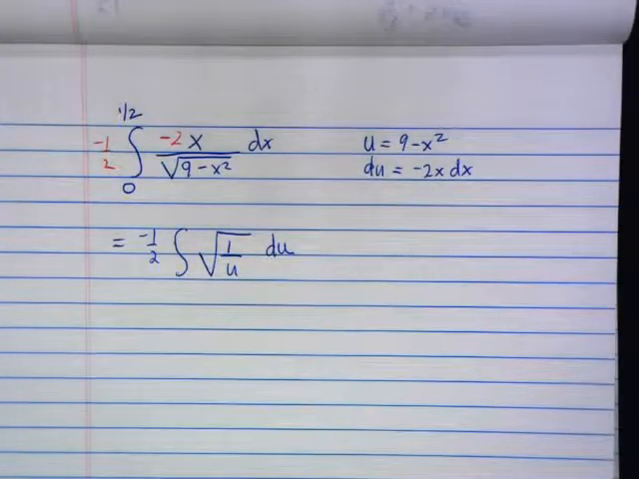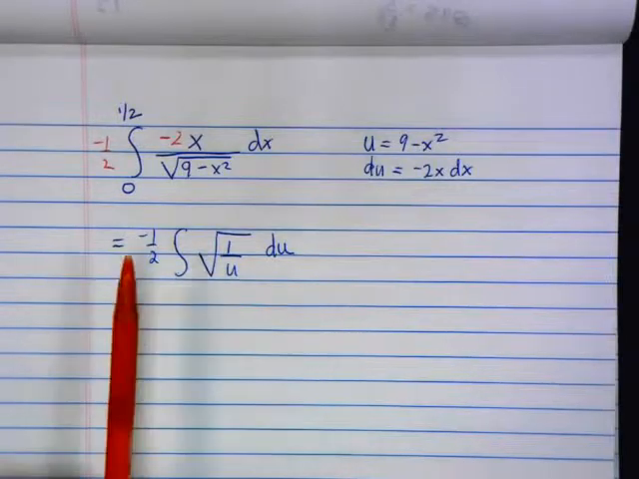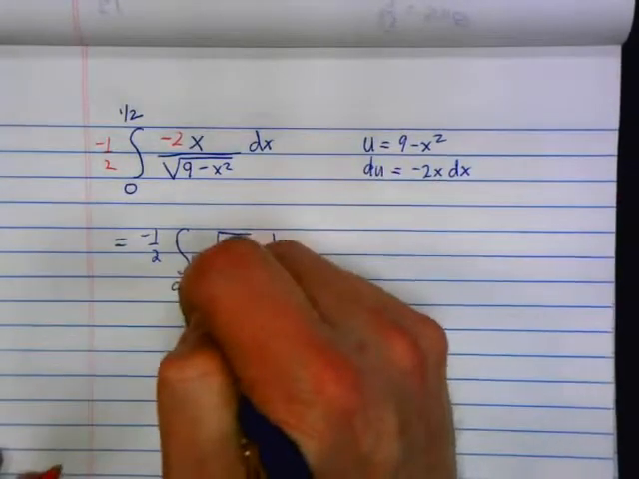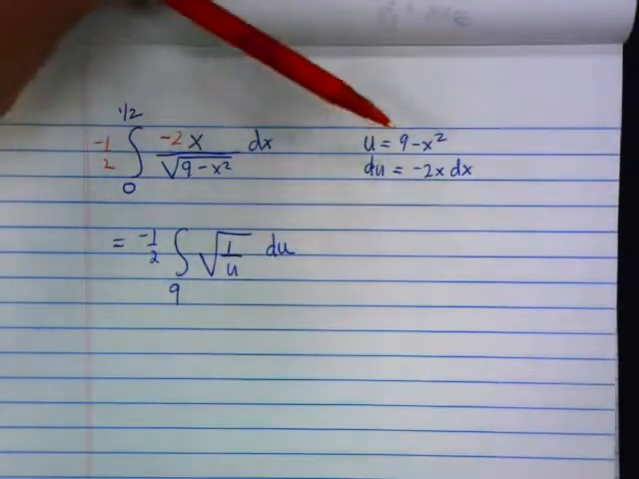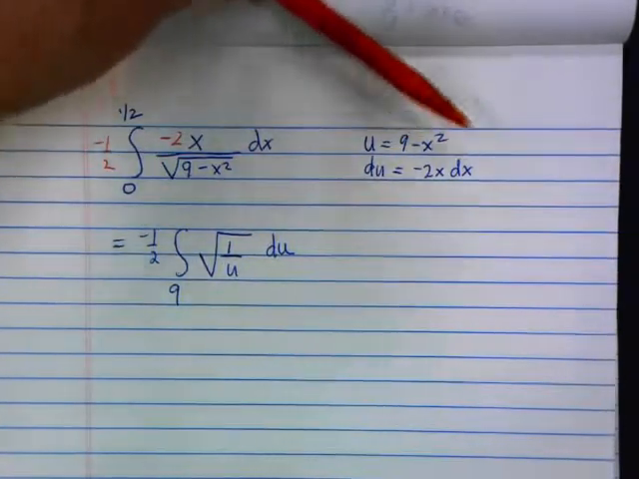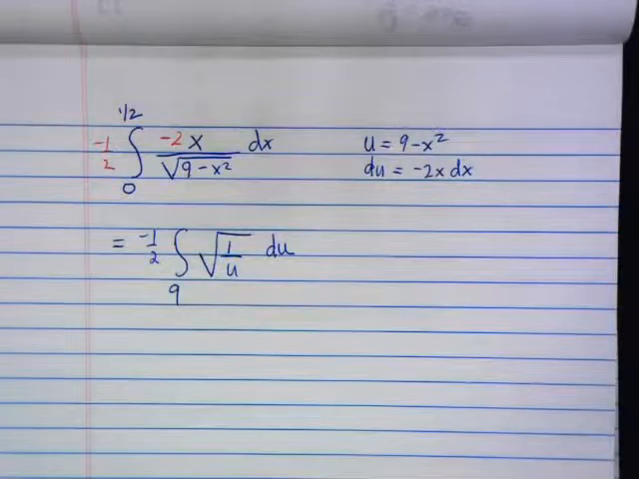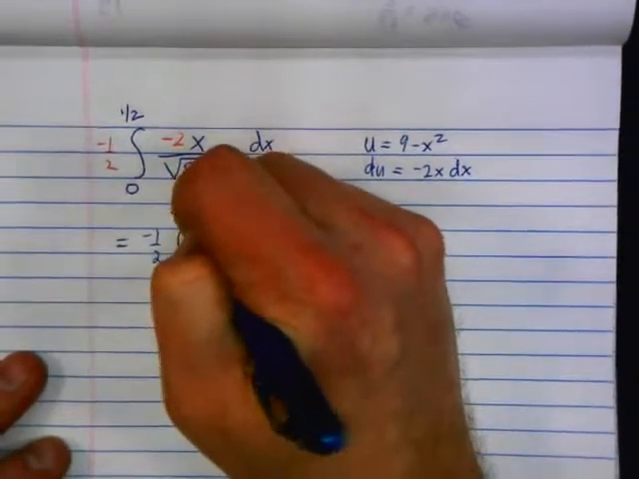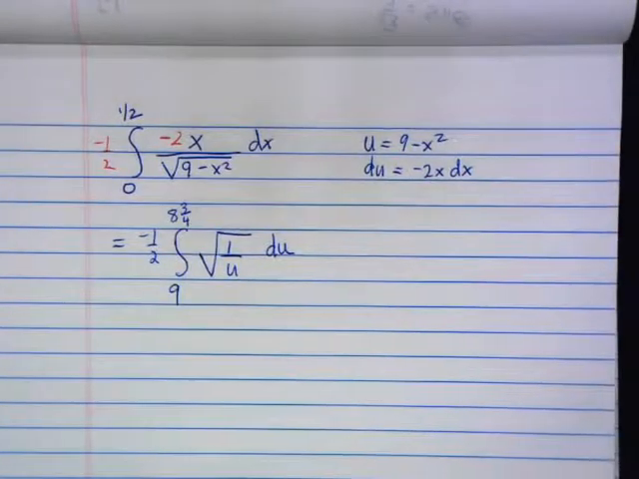That works because the square root of 1 is 1. That's not really how I meant to write it, but it still works. And then what are my numbers? When I plug 0 in, I get 9. And when I plug a half in, I get 9 minus a quarter. It's 9 minus a quarter. 8 3/4. That is correct. I would have preferred you to give me the improper fraction, but I'll accept 8 3/4.